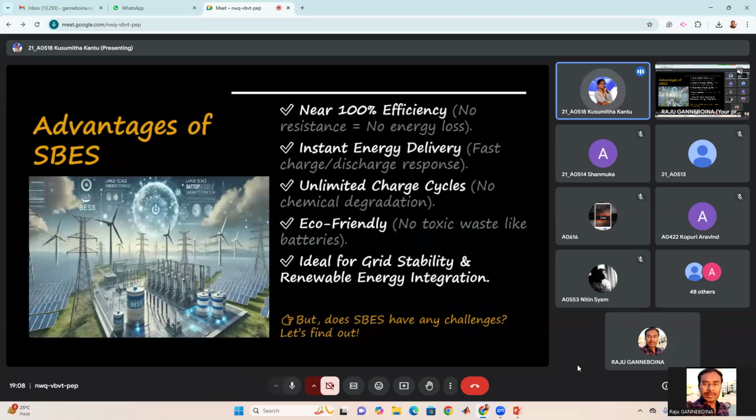Charge and discharge cycles are very fast, and then unlimited charge cycles, no wear and tear, since it doesn't rely on chemical reactions as traditional methods do, eco-friendly, no harmful waste, unlike conventional batteries, and it supports the power grid and renewables. That is, it helps stabilize electricity supply and store renewable energy efficiently.